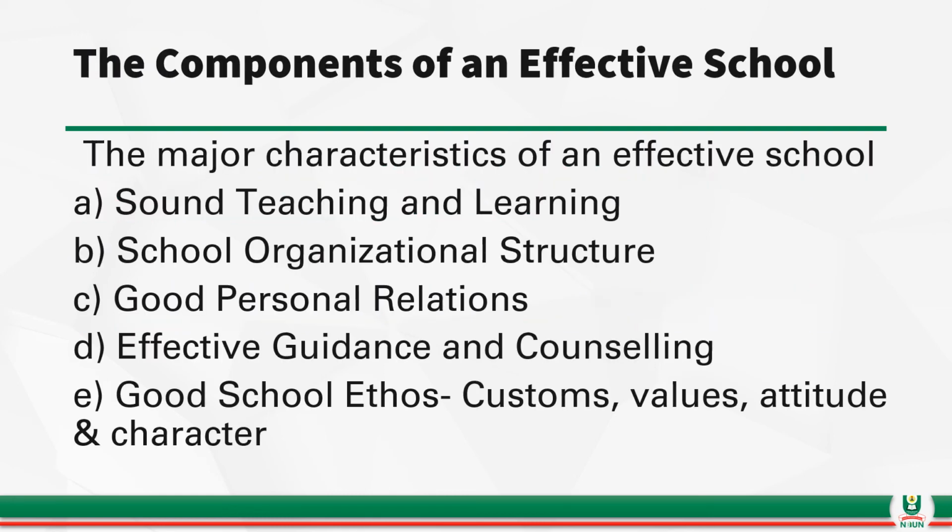Now let's quickly look at the components of an effective school. The major characteristics of an effective school, we have sound teaching and learning, school organizational structure, good personal relationship, effective guidance and counseling, good school ethos, the customs, values, attitudes, and character exhibited in the school.